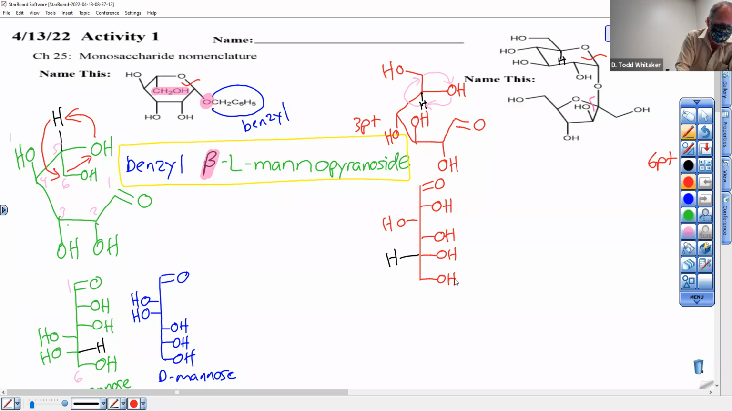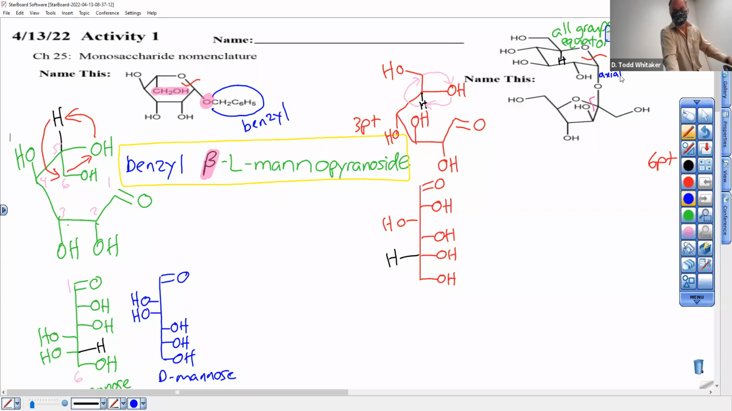Looking at the chair that I drew in the start, all groups equatorial. Some of you have been reading about this already. That's why glucose is the most common monosaccharide on this planet. All the groups are equatorial, except for the anomeric. This one's axial. But that has nothing to do with glucose.